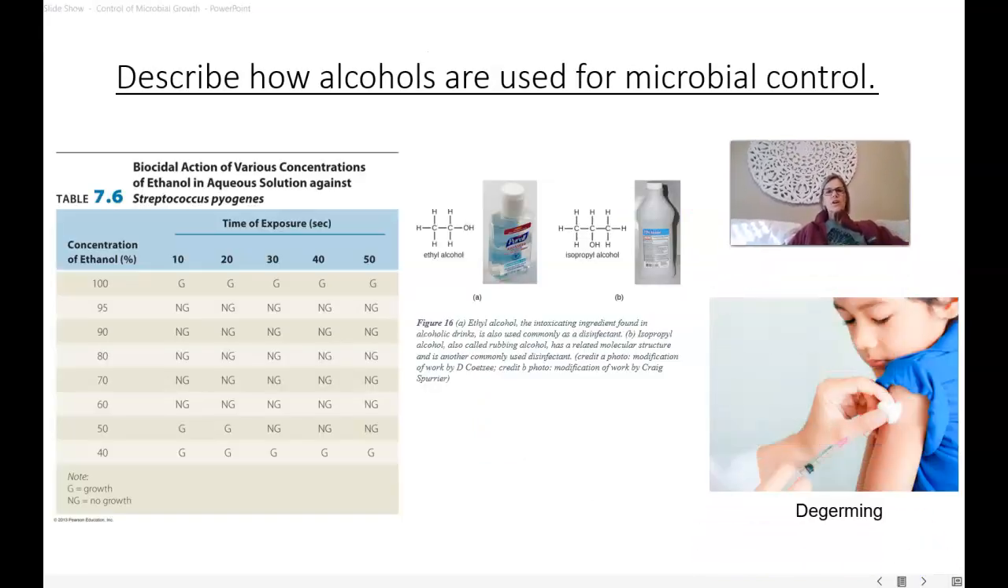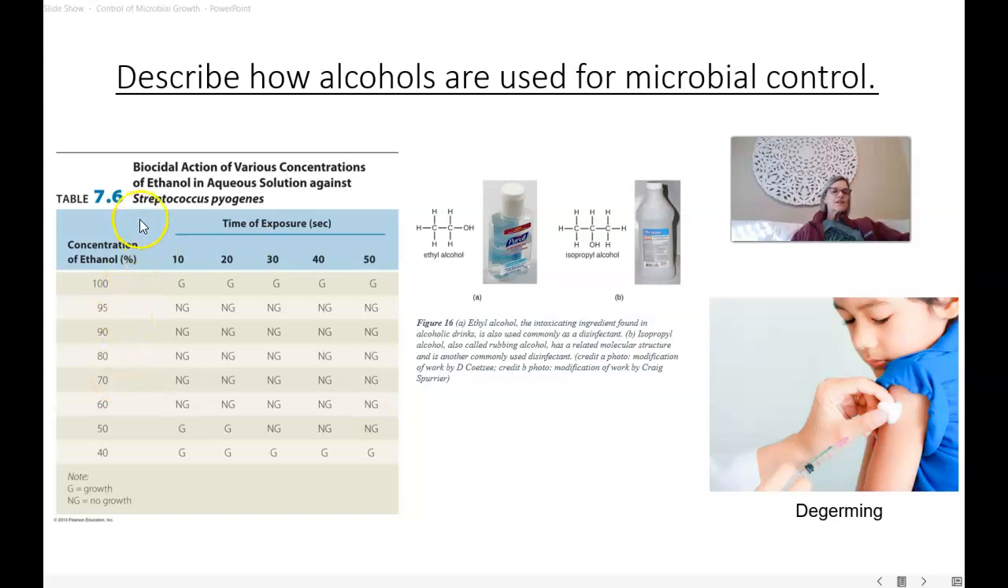Our next chemical we're going to talk about are alcohols. And alcohols are used for microbial control. I mean, probably everybody in here has used alcohol at some point. You get a cut and you might put some alcohol on it. Oh, I know we've all used it with hand sanitizers. So alcohol is a really effective antimicrobial. I like this table. It's not in your book, but it's something that I've used from another book, and I think it's an interesting point to be made.